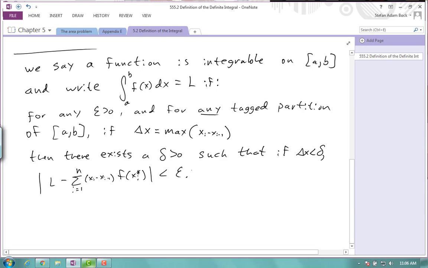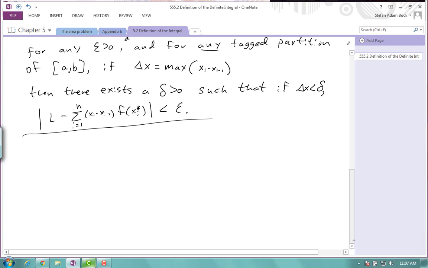We say a function is integrable on an interval from a to b, and we'll write this notation: the integral from a to b of f of x dx is equal to L if, for any epsilon greater than 0, and for any tagged partition of my interval from a to b, if delta x is equal to the maximum subinterval width of my tagged partition, then there exists a delta greater than 0, such that as long as delta x is less than delta, then L minus the Riemann sum is less than epsilon, which looks absolutely awful, right?